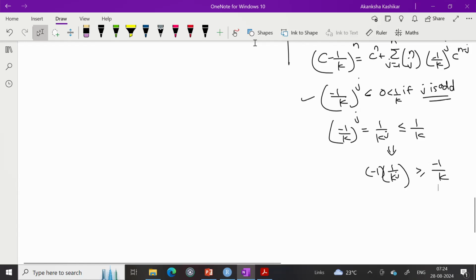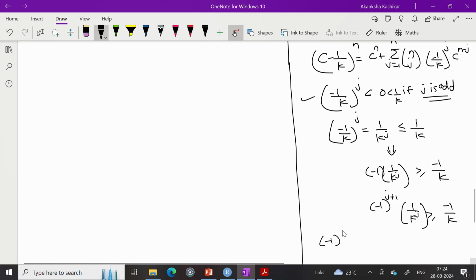So using this, I can write minus 1 into 1 by k raised to j is larger than or equal to minus 1 by k if I multiply both sides by minus sign, correct? So this happens when j is even. Okay, so this I can write as minus 1 raised to j plus 1 because I am multiplying 1 by k raised to j is greater than or equal to minus 1 by k.